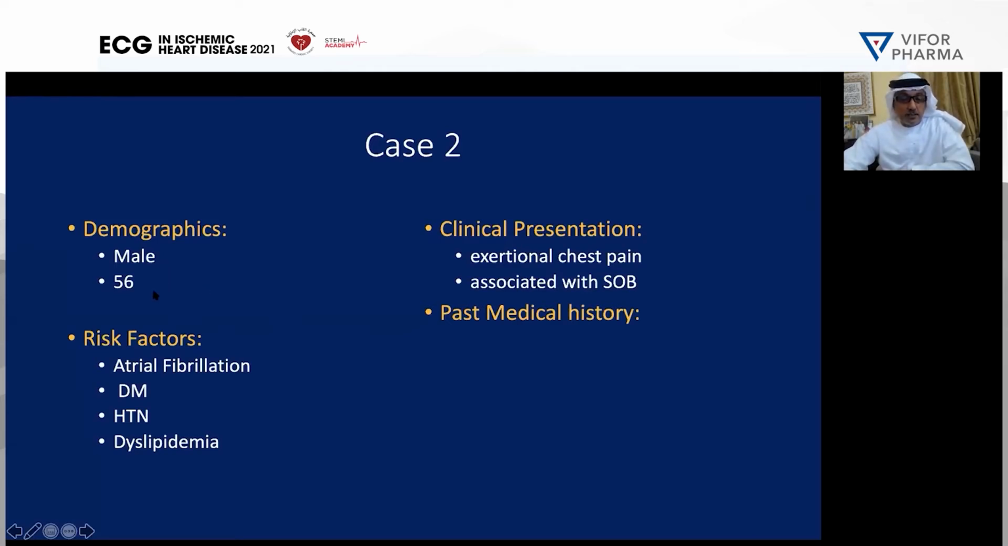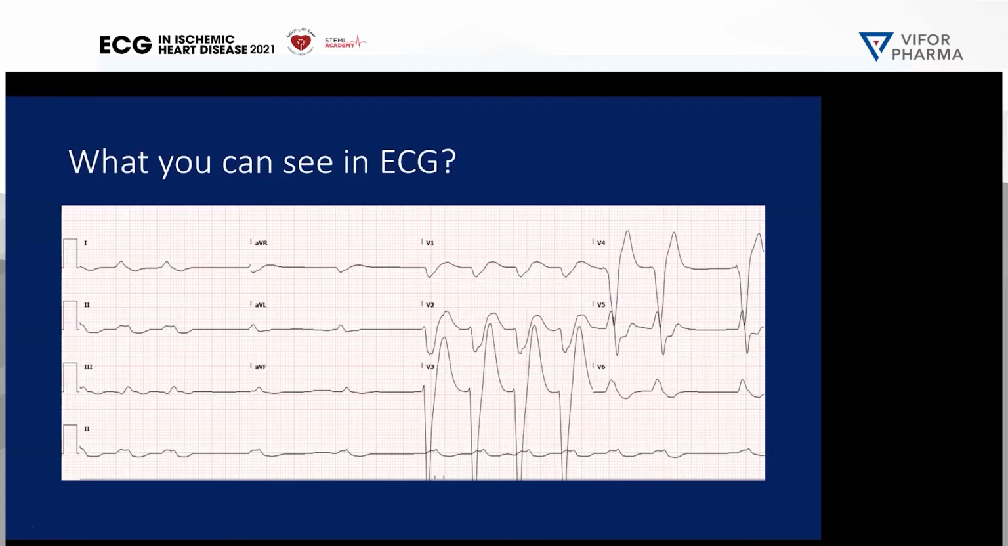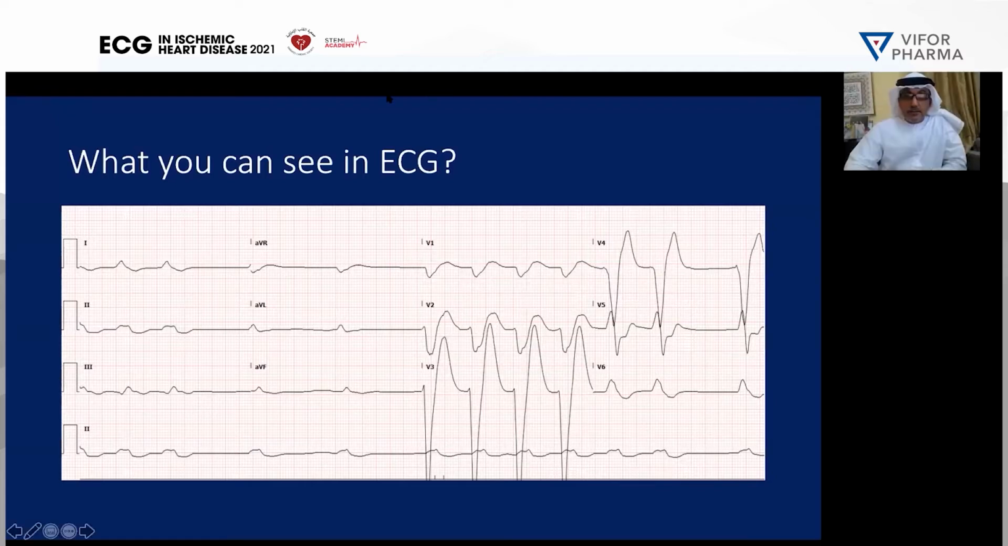So case number 2, so we don't go late. Male, 56. He has atrial fibrillation, diabetes, hypertension, dyslipidemia. So he has multiple risk factors, and now he comes in with chest pain and dyspnea, no past medical history. The first thing you will do is an ECG. This looks like a very terrible ECG.